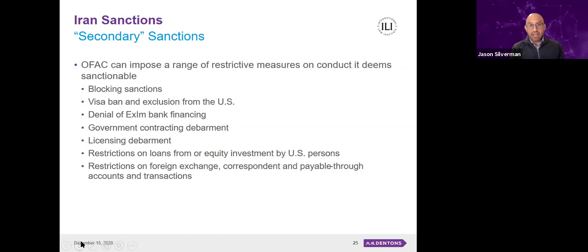People can be banned from the United States. There can be a denial of Ex-Im Bank financing, government contracting debarment, and licensing debarment, meaning licensing in the sense of export licensing, where the relevant export licensing authorities will not issue export licenses to a person who has been subject to this restrictive measure. There are also restrictions on loans from or equity investment by U.S. persons, and for financial institutions, restrictions on foreign exchange, correspondent and payable-through accounts and transactions. Some of these sanctions were actually just imposed yesterday, not in connection with the Iran program, but we will talk about those in a bit. Next slide, please.